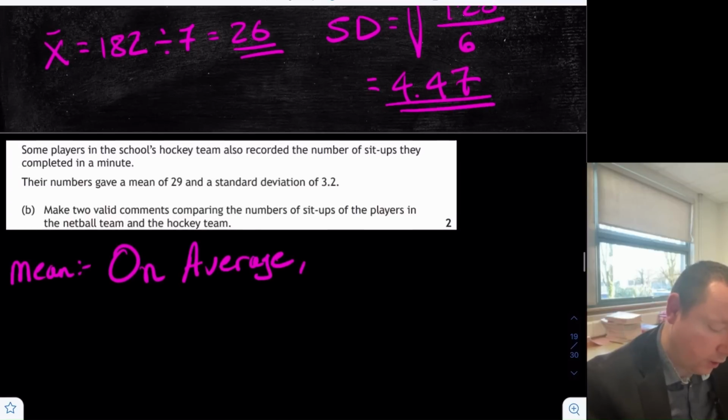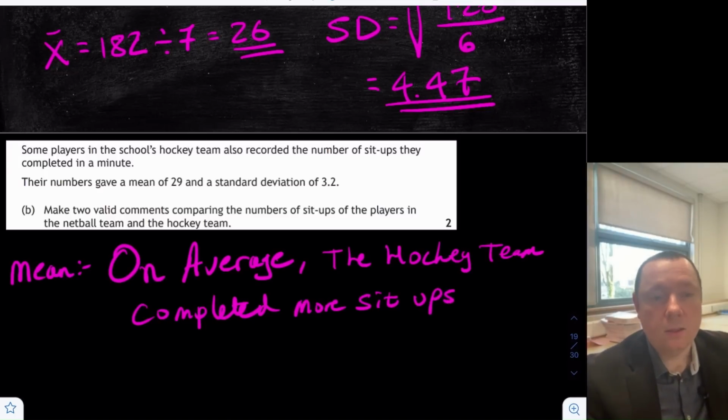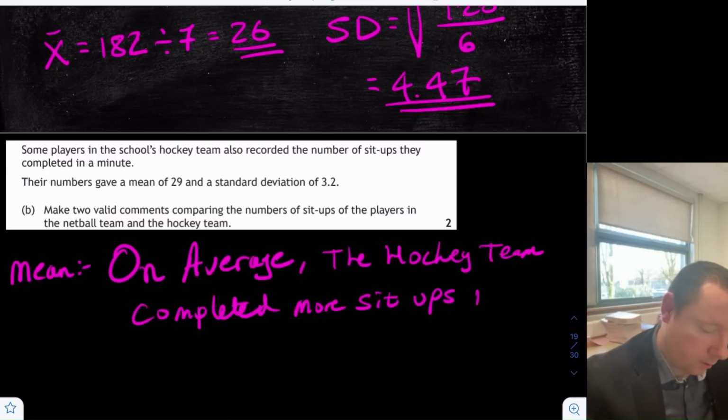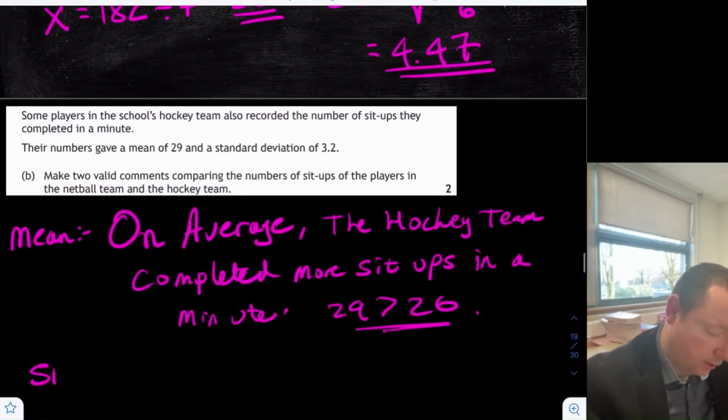So on average, the hockey team completed more sit-ups in a minute. And we could say because 29 is bigger than 26. So there's a mark there, and then comparing the standard deviation, which is all about consistency.